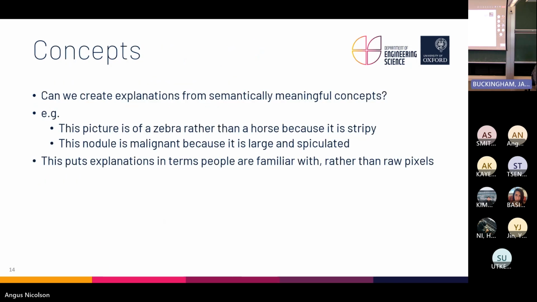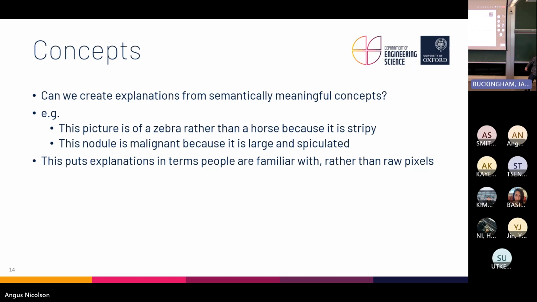So what other ways might we try and create explanations? Rather than trying to use raw pixels, can we use anything else? So one example is using concepts. Can we use semantically meaningful concepts? So for example, the zebra is a zebra because it's stripy. So that concept there is the concept of stripiness. Or this lung nodule is malignant because it's large and it's spiculated. So the concept could be the size and whether it's spiculated or not, which is something to do with the texture of the nodule.